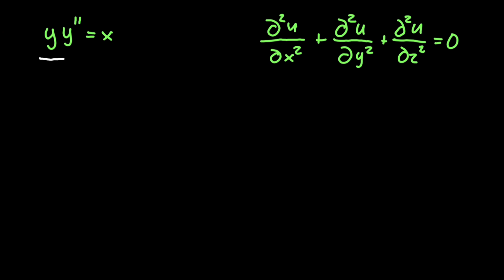Y multiplied by y double prime equal to x. So, whether this is ordinary or partial, let's identify. You can see here that if you rewrite this into its derivative form, it would be y multiplied by y double prime. So that makes it second derivative of y with respect to x is equal to x. So you can see here, it has a single independent variable and the d is not curved. And so this is ordinary.